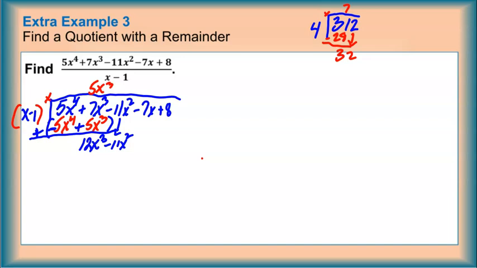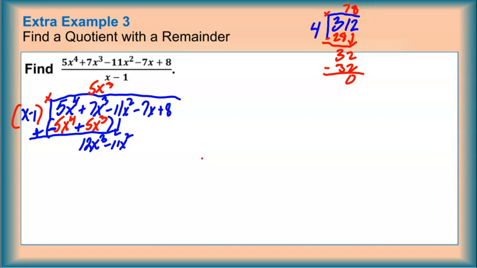Now going back to the previous problem, here I have 32 divided by 4. I got to think, what do I multiply 4 by to get 32? And that would be 8. 4 times 8 is 32. I subtract below, and I get a remainder of 0. That means if I take 4 times 78, I should get 312.